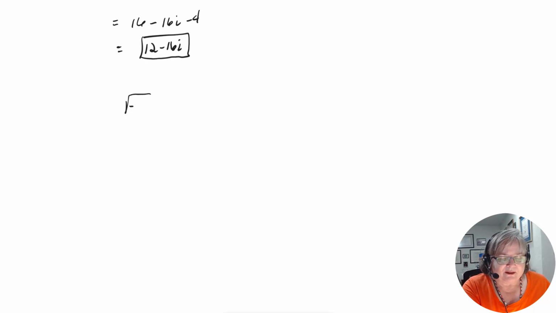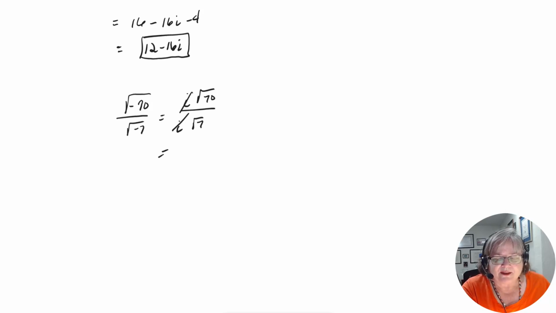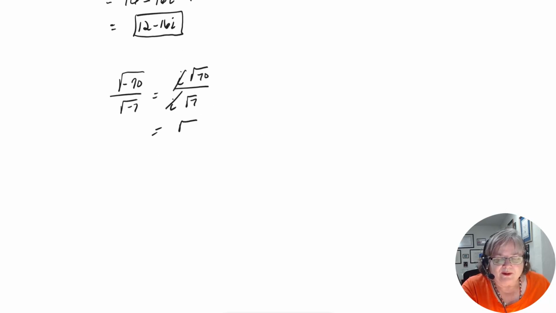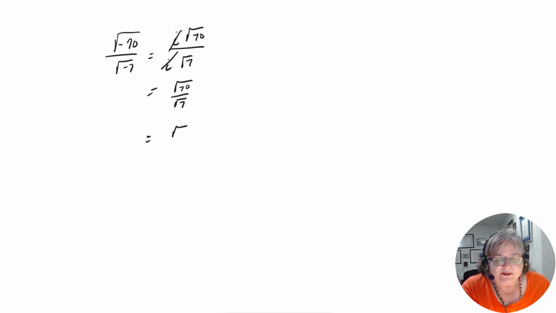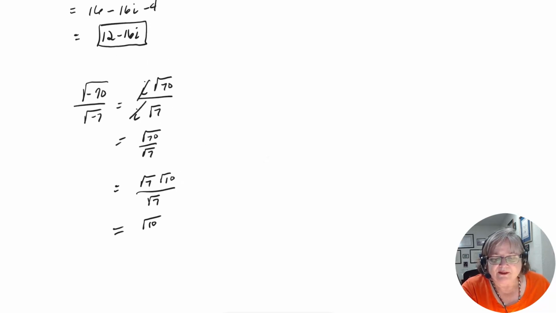If you have something like the square root of negative 70 over the square root of negative 7, then you can think of this as, well, there's an i and a square root of 70 because there was a square root of a negative, and an i square root of 7, and these two i's cancel, and the square root of 70 over the square root of 7 is the square root of 7 times the square root of 10 over the square root of 7, which is the square root of 10. Now, you could also think of it this way.